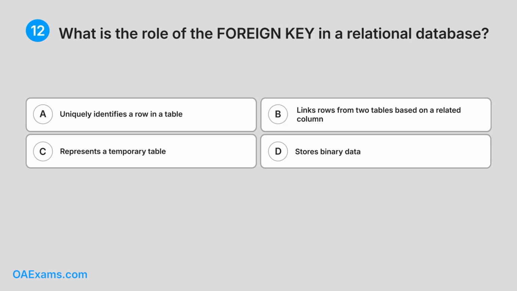12. What is the role of the foreign key in a relational database? A. Uniquely identifies a row in a table. B. Links rows from two tables based on a related column. C. Represents a temporary table. D. Stores binary data. Do you know the answer?